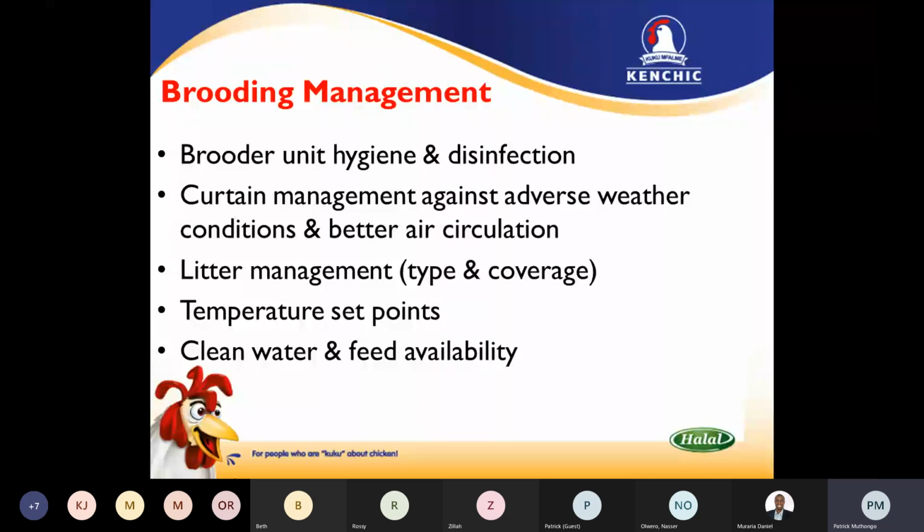Ukimfungia sana, air quality is poor, humidity iko juu, so these birds end up having respiratory distress, sometimes suffocation, very poor growth, and definitely if the development is poor, the bird is not converting, early chick mortality comes in. Litter management: the type of litter that you've used and the coverage.